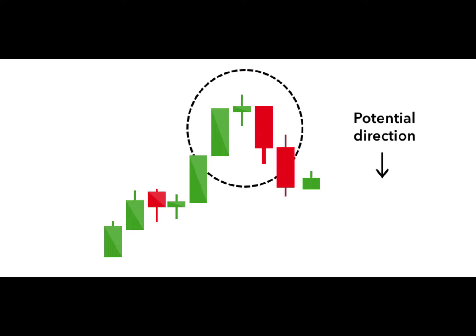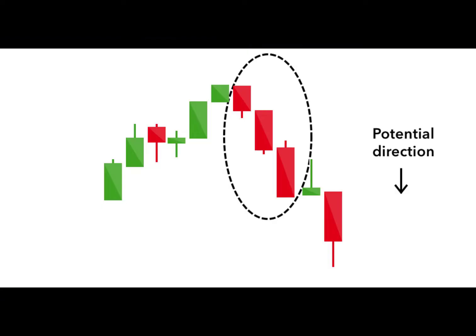Evening star. The evening star is a 3 candlestick pattern that is the equivalent of the bullish morning star. It is formed of a short candle sandwiched between a long green candle and a large red candlestick. It indicates the reversal of an uptrend, and is particularly strong when the third candlestick erases the gains of the first candle.